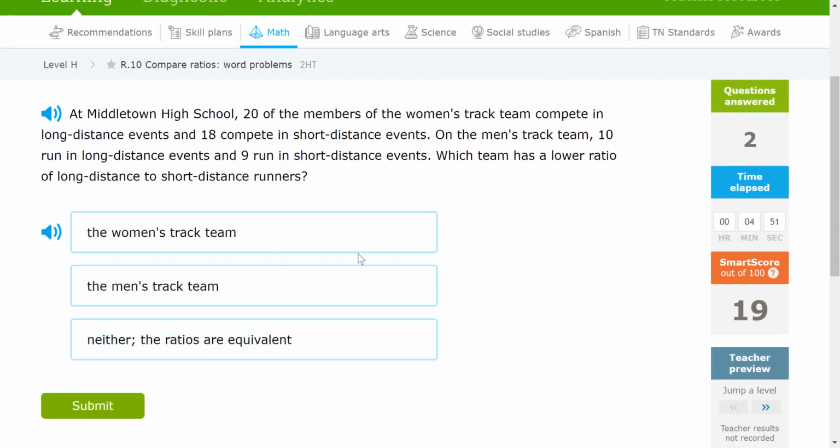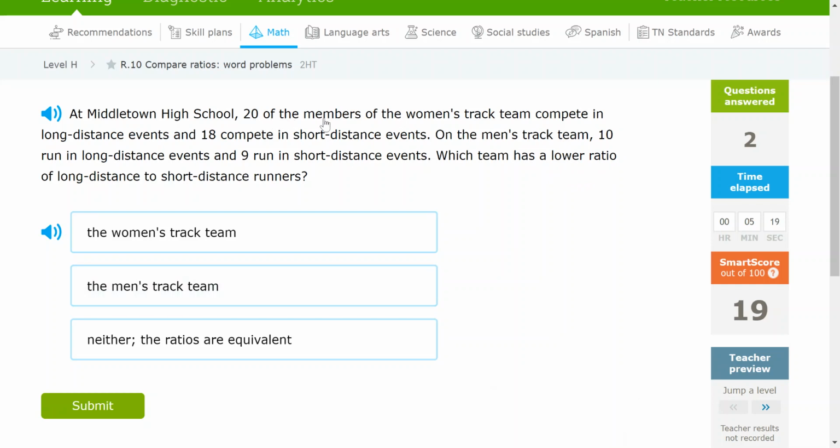Let's try this one. At Middleton High School, 20 of the members of the women's track team compete in long distance events and 18 compete in short distance events. On the men's track team, 10 run in long distance events and 9 run in short distance events. Which team had a lower ratio of long distance to short distance runners? As I expected, this one's asking for a lower ratio. You've got to read those instructions, because on IXL they're always trying to trip you up.